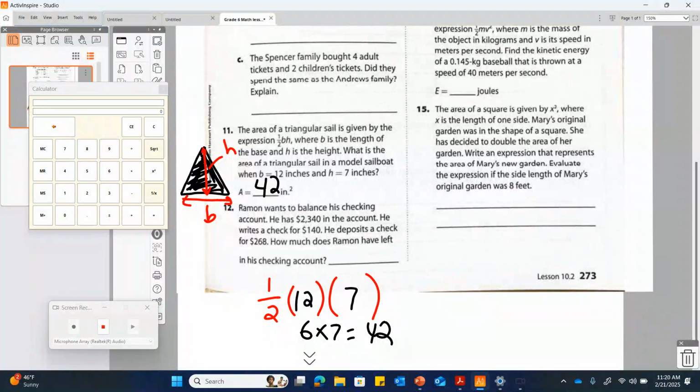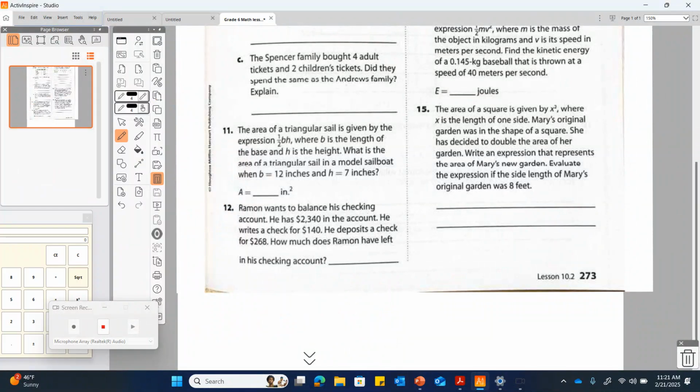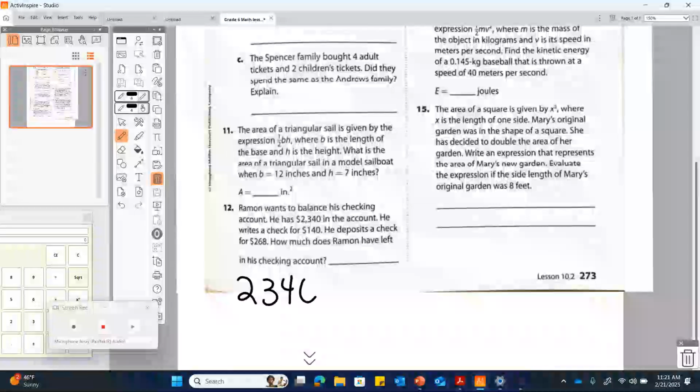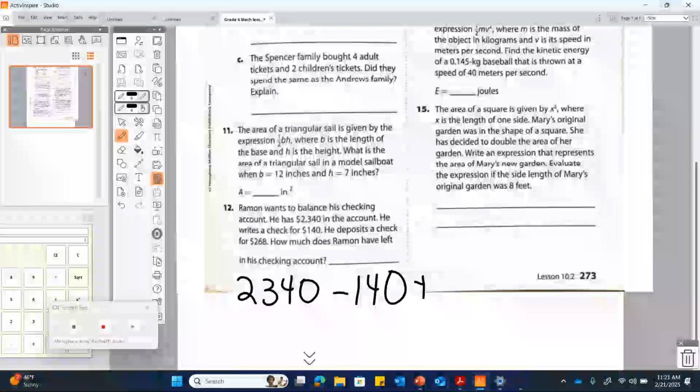Next problem. Raymond wants to balance his checking account. He starts with $2,340. He writes a check for $140. If he writes a check, that means money came out of his account. And he deposited a check for $268. That means money went in.